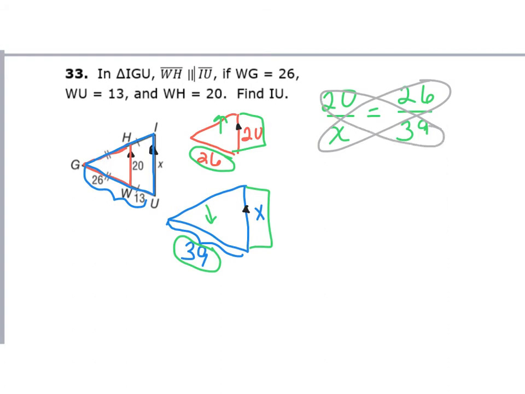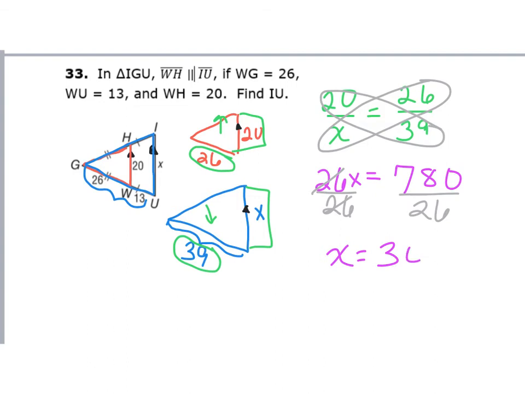All right, so I end up with 26 times x equals 20 times 39, which is 780. Divide both sides by 26. And when I do that, the 26's cancel. I'm left with x equals 30. Okay, I don't have any units, so I'll just leave it as x equals 30.